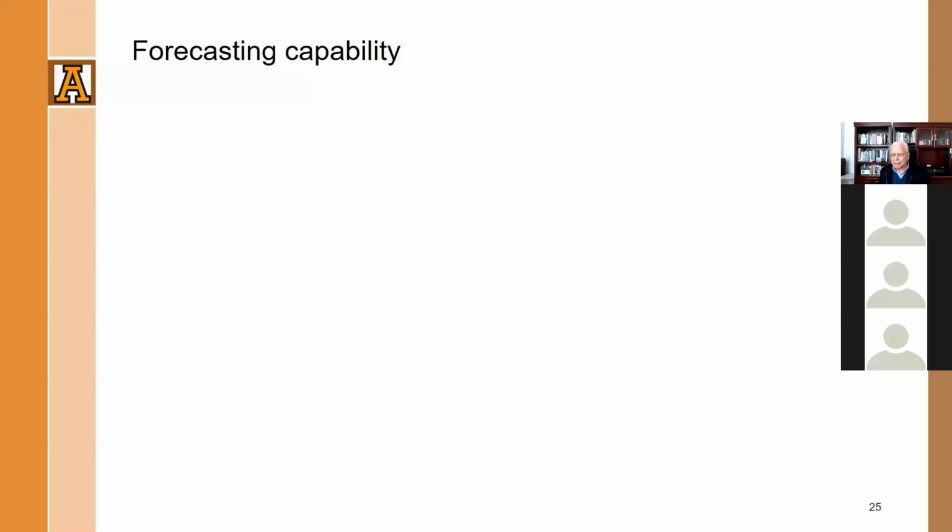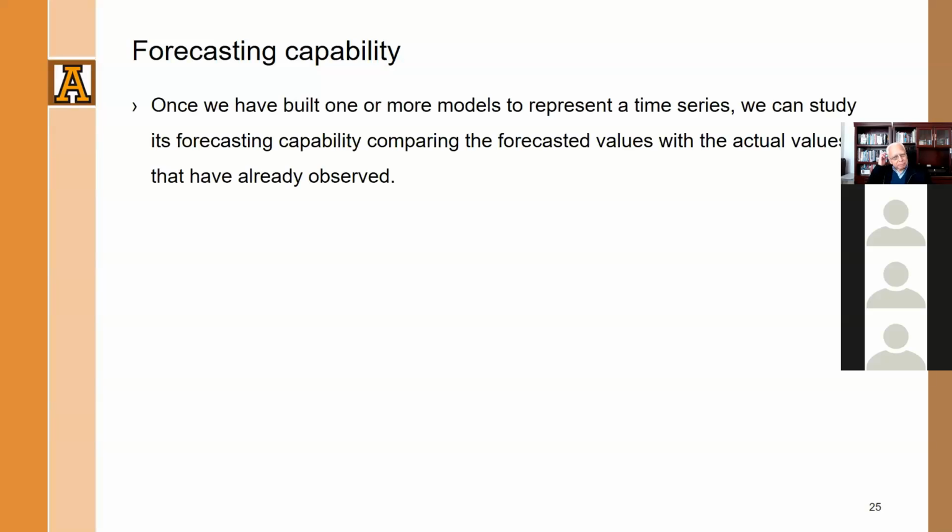So how many periods ahead? It depends on the situation. But that's the best thing to do: just re-update the model, calculate the model again, validate it, and do the forecast. Now, how do we measure forecasting capability or forecasting accuracy? Once we build a time series model, we can study its forecasting capability once we get the actual values. When we have the actual values, we can validate how good the forecasts that we computed before were.